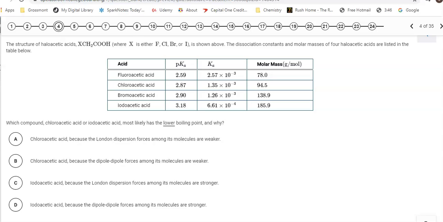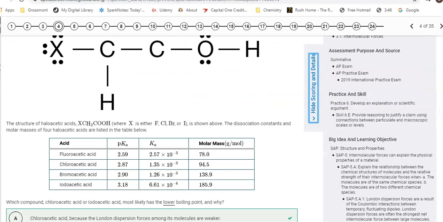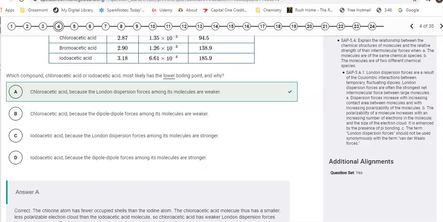Remember that London dispersion forces are caused by electrons temporarily getting pushed to one side of the molecule and creating a temporary dipole. And since iodoacetic is bigger than chloroacetic, it will have the stronger London dispersion forces and therefore have the higher boiling point. It takes more energy to get those molecules to break apart. Let me just check that answer. And yes, the answer is A.